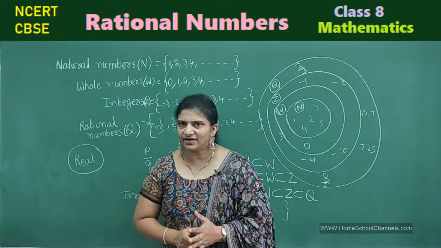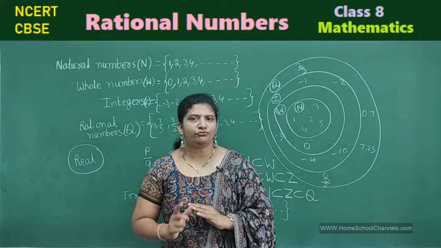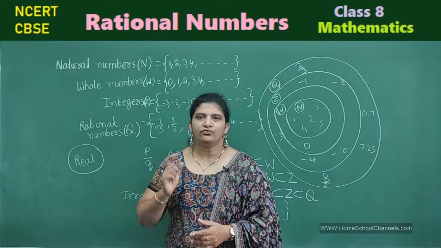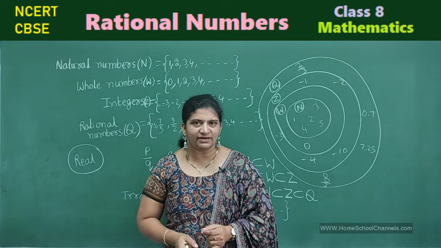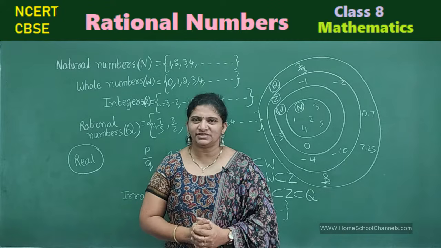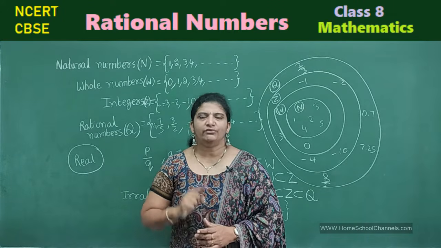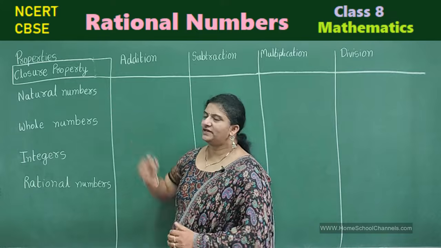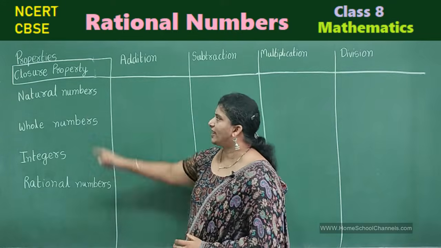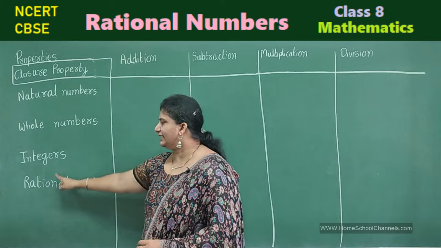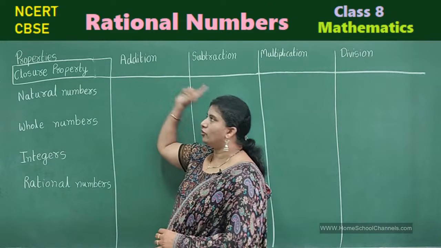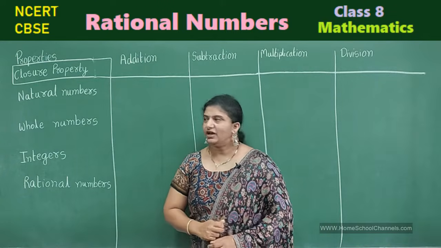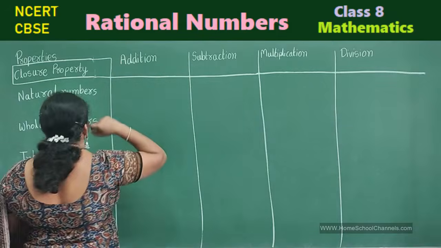Now we are going to deal with all the properties along with the operations one by one with all the numbers. Let us start with the first property, closure property, with all the 4 operations like addition, subtraction, multiplication and division for natural numbers, whole numbers, integers and rational numbers. After completing one property, we are going to discuss another property. We are going to start with the properties. First property, closure property. So natural numbers, whole numbers, integers, rational numbers with all the 4 operations: addition, subtraction, multiplication and division. Okay. So what is closure property?